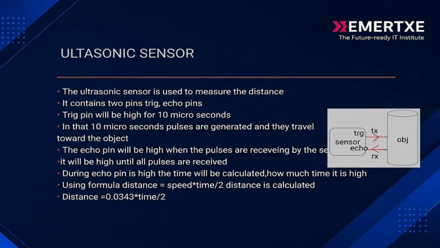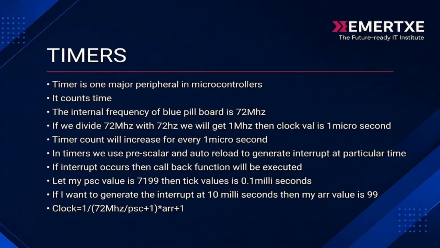Using the formula, distance is equal to speed into time by 2. Distance is calculated with that formula. Distance equal to 0.0343 into time by 2. Here the sensor pins are trigger and echo. The trigger pin is the transmitter pin, which sends pulses towards the object, and the echo pin is the receiver pin, which receives the data from the object back to the sensor.